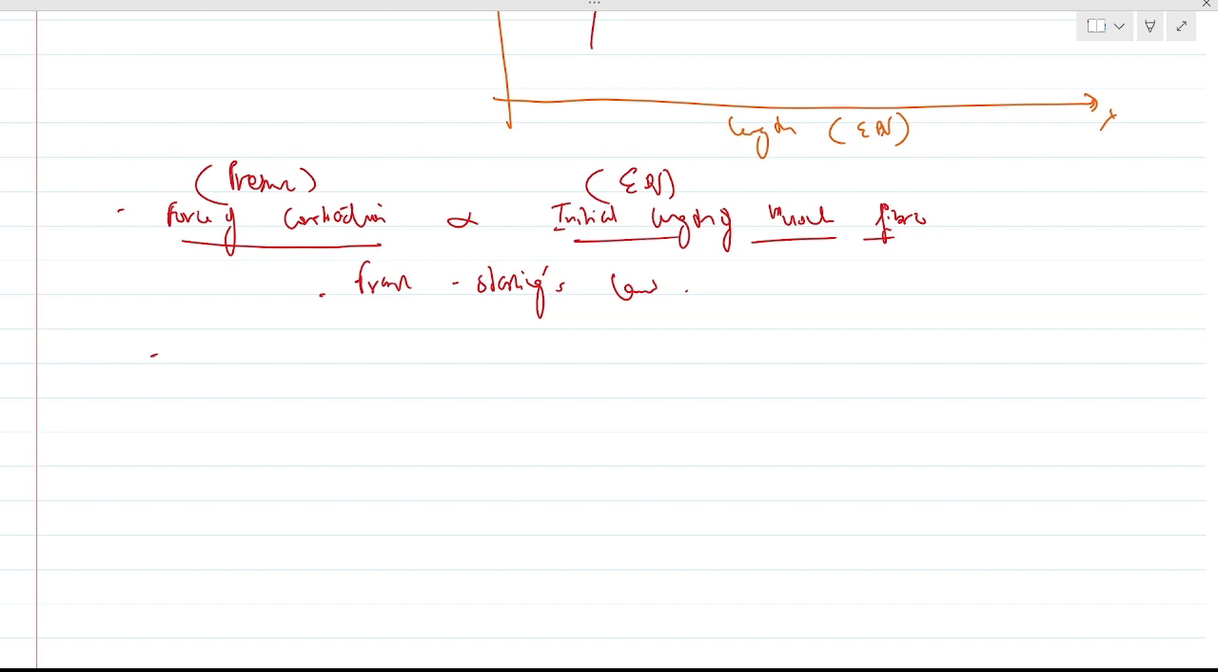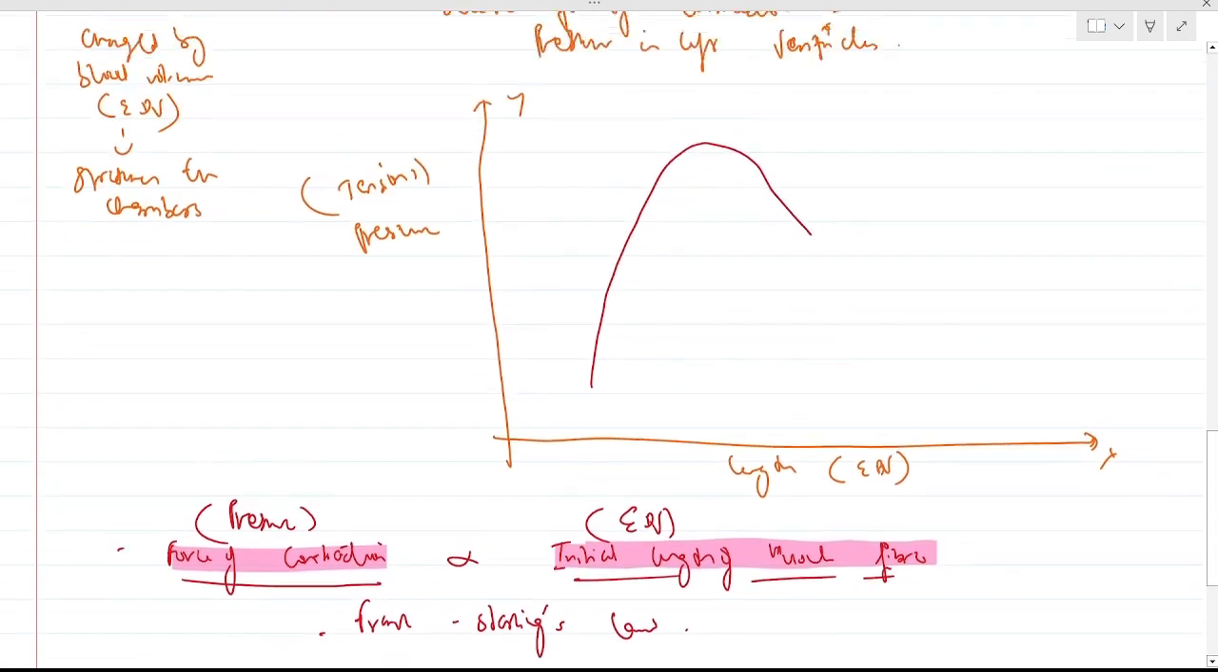Now the additional point to be added here is that this law only acts within physiological limits. Very important point. Within physiological limits, the force of contraction is proportional to the initial length of muscle fiber.